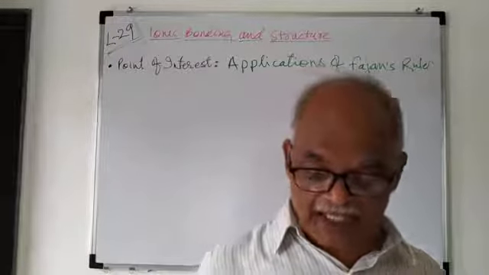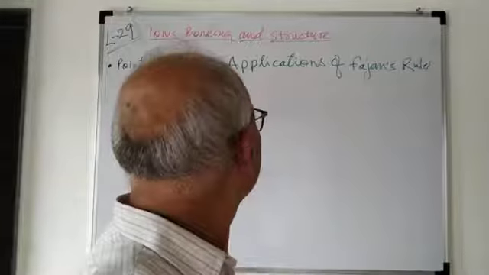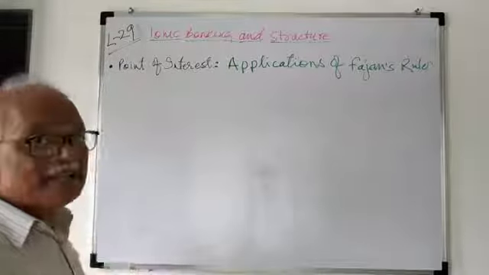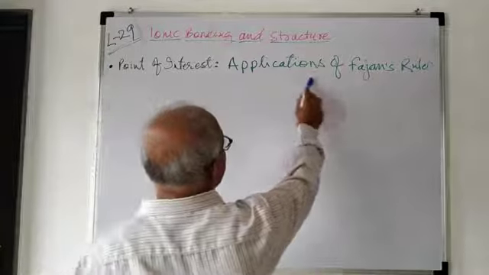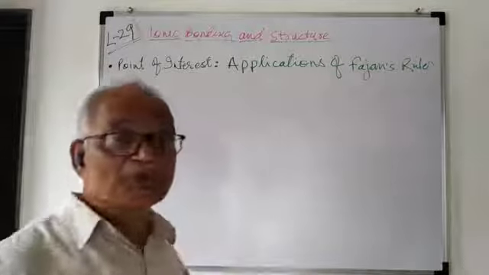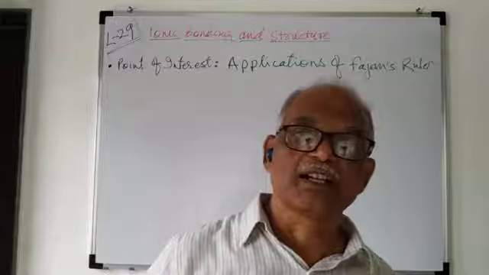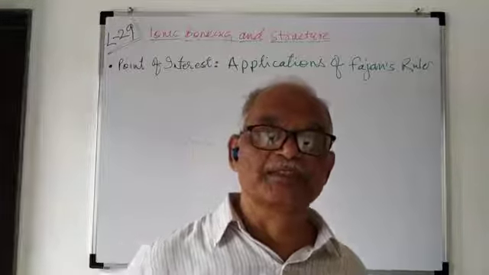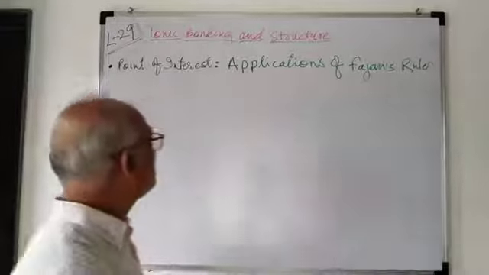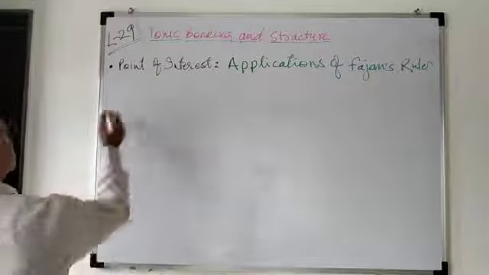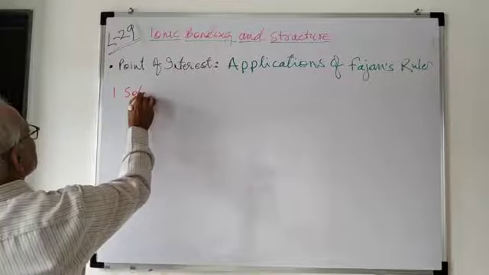Today we will see the next point of ionic bonding in chemistry and structure. That is, our point of interest is applications of Fajan's rules. Last time we saw what Fajan's rules are, and today we will discuss the applications of these rules. First of all, we will discuss the solubility.